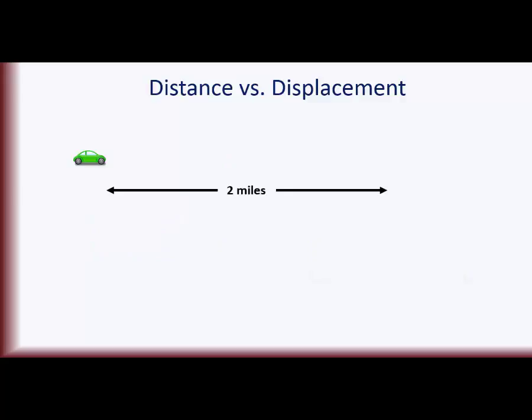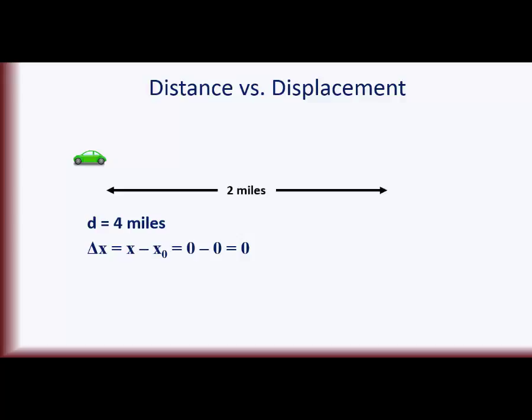In the third example, the car travels the original 2 miles, and then turns around and returns to the starting point. The distance traveled is 2 miles there and 2 miles back, for a total of 4 miles. The displacement is 0 because the final and initial positions are the same. Notice that when the magnitude is 0, the vector does not have any units attached to it.